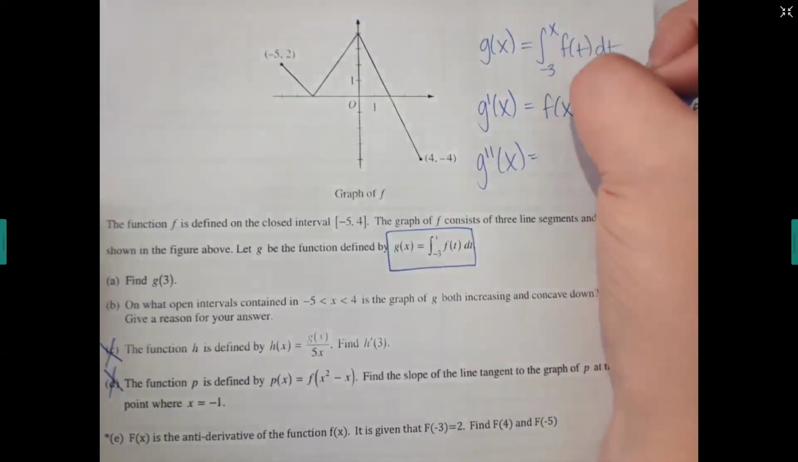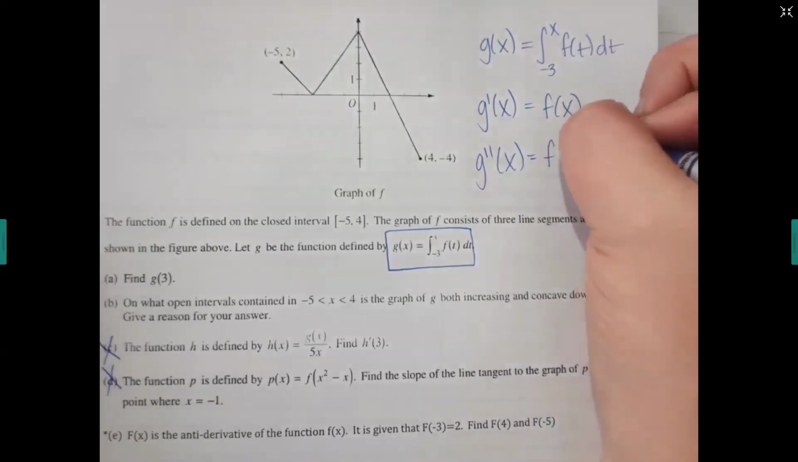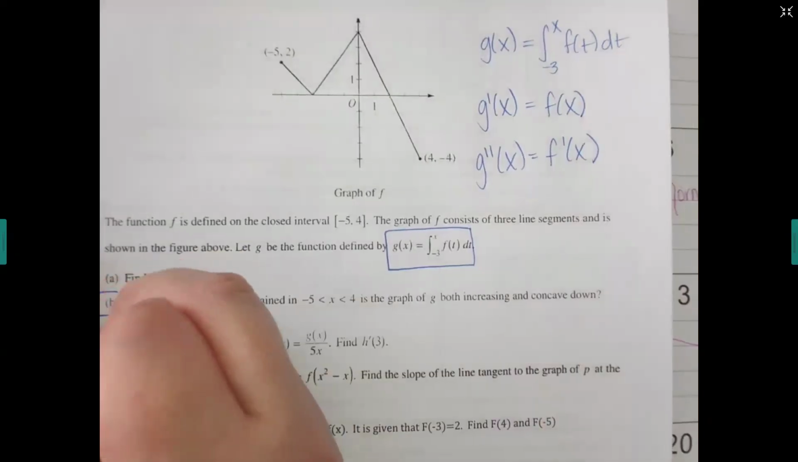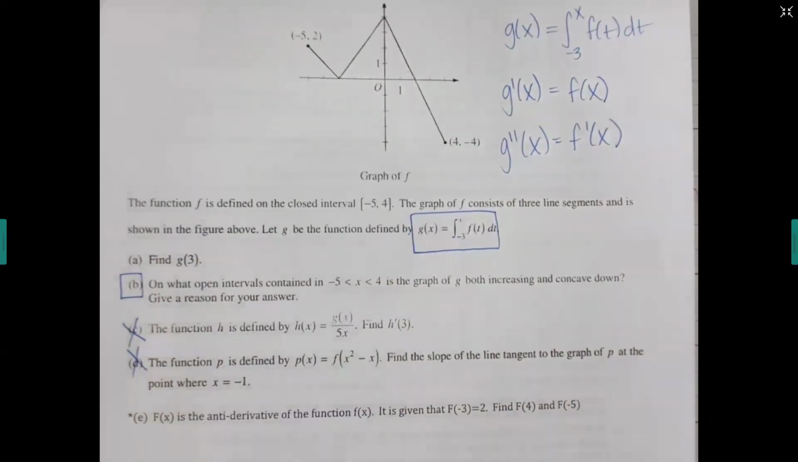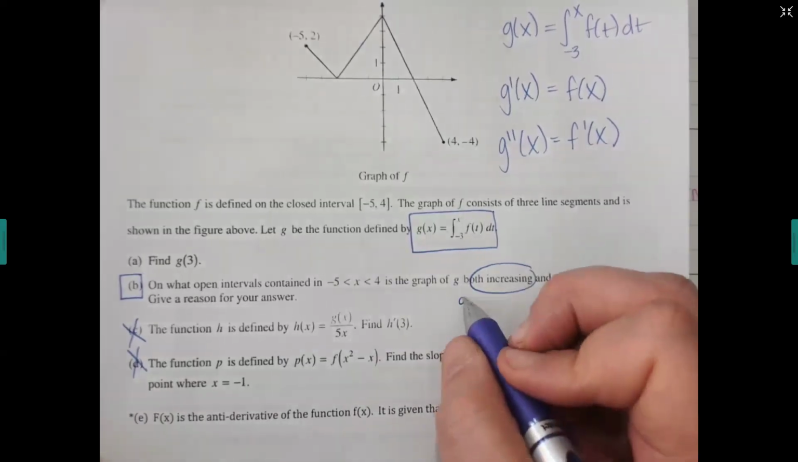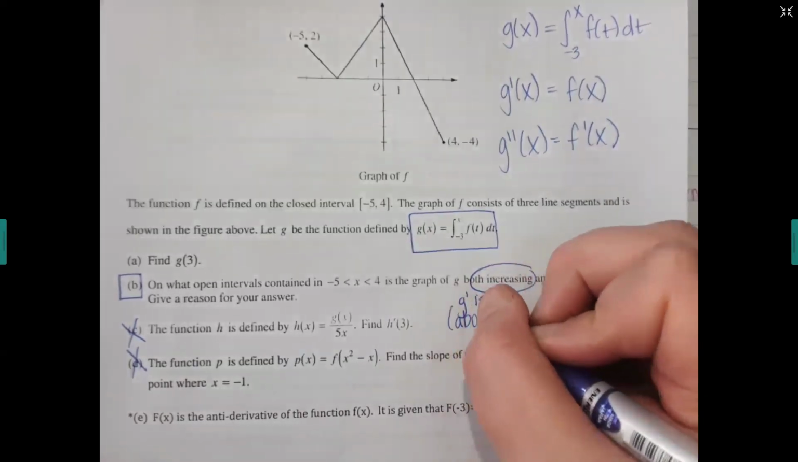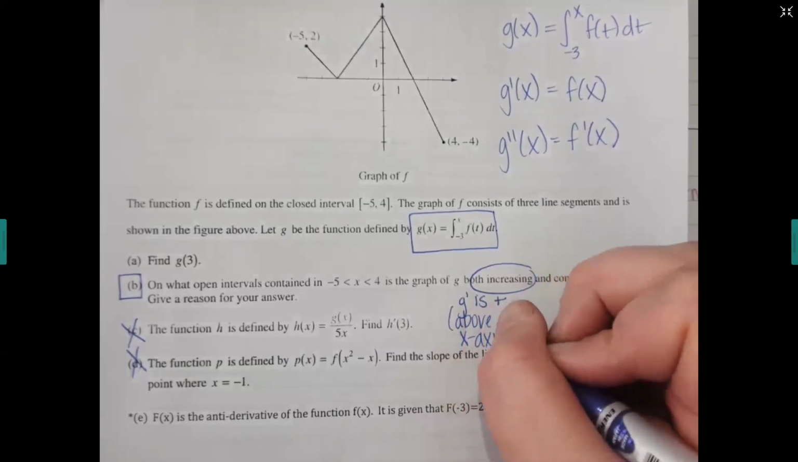Regular F of X. And then what will the derivative G double prime be? F prime of X. So on question B, I want you to think about that. It says, where would the graph of G be both increasing and concave down? So increasing, do I care about G, G prime, or G double prime? For increasing, I need G prime to be positive. But then remember, what is G prime here? F, which means if I want a positive F value, I need to be above the x-axis. I need to be in the positives.